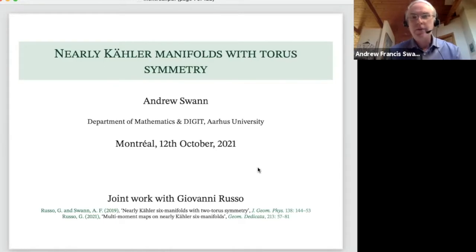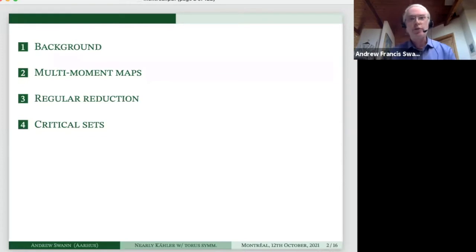So what I'm going to talk about is some joint work with Giovanni Russo, who I can also see is online, so he can also field some questions if necessary. Most of what I'm going to say is in a couple of papers we have listed at the bottom here. We've been looking at nearly Kähler manifolds, particularly in dimension 6, and trying to exploit some torus symmetry. So you don't get disappointed too far into the talk, we're not producing any new compact examples, but we're trying to get some structural theory and trying to understand some properties when there is a torus symmetry around.